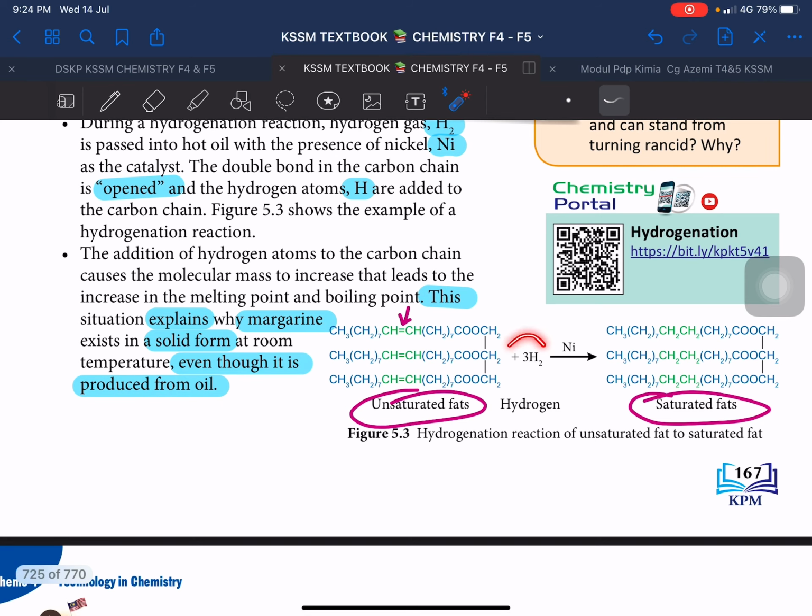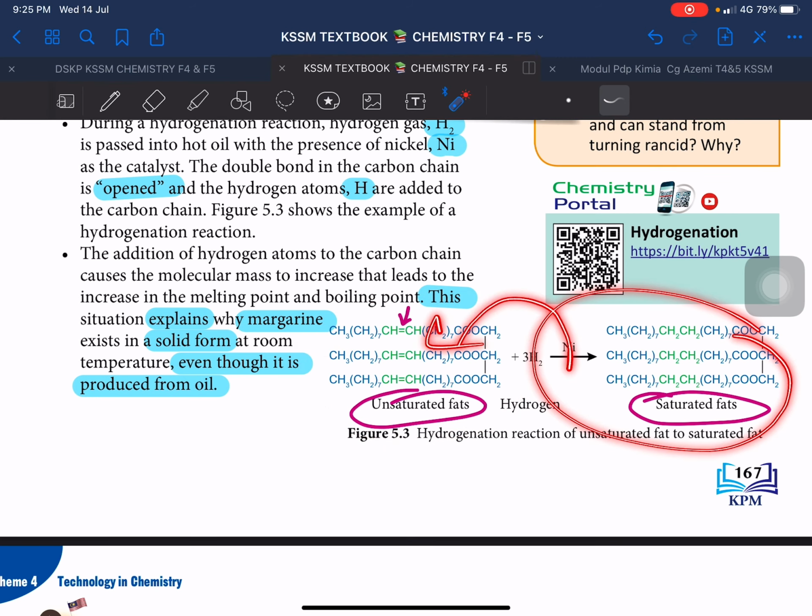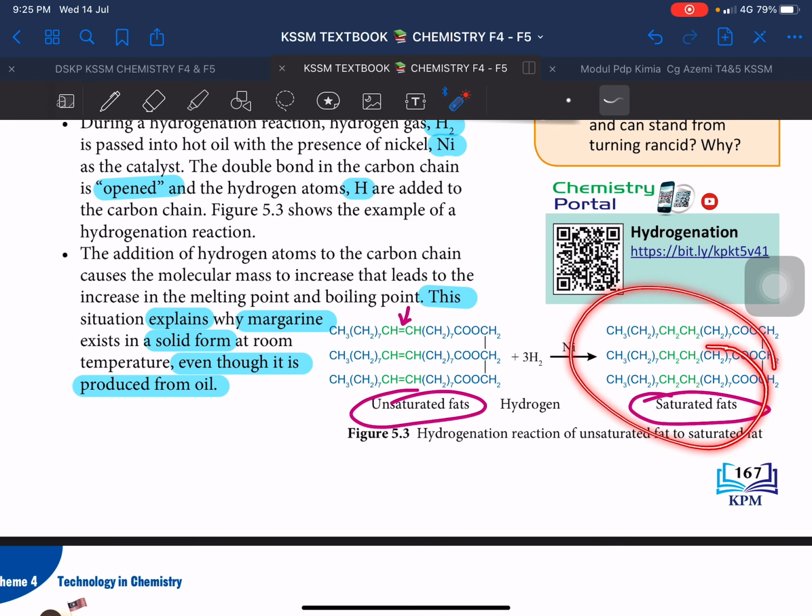When you add hydrogen to the molecule, of course its molecular mass will increase. It increases a lot; even if you count 12 plus 3 plus 12 plus 2, the molecular mass is much higher compared to the unsaturated. So this will tend to make the melting and boiling point of saturated fat increase.